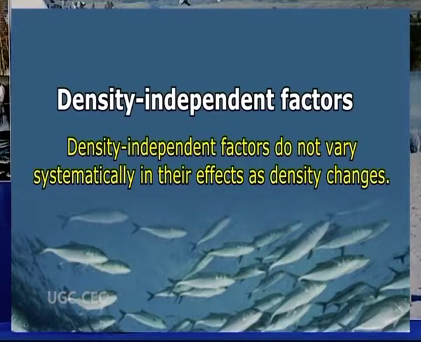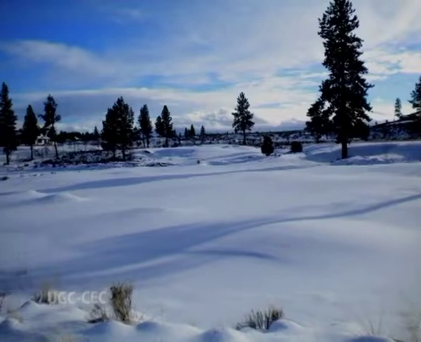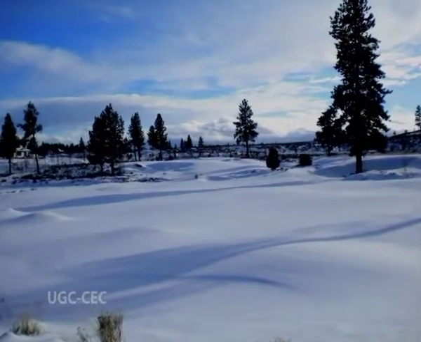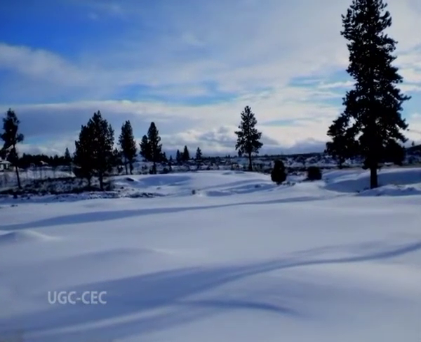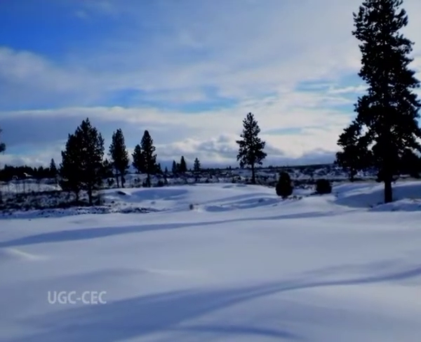Density independent factors do not vary systematically in their effects as density changes. These factors affect birth and death rates in a population independent of its density. Many abiotic environmental factors, especially climate change and weather phenomena, act like this. For example, a severely cold winter may kill large numbers of population regardless of its density.